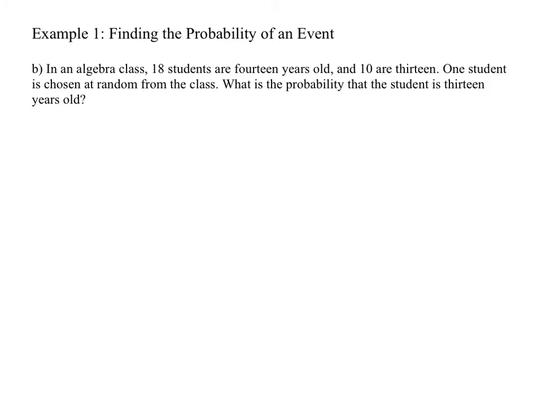Looking at another example of finding probability of an event. In an algebra class, 18 students are 14 years old, 10 are 13. A student is chosen at random. What is the probability that the student is 13 years old? So I'm looking for the probability of the student being 13. P is going to equal the number of favorable over total possible outcomes. The number of favorable outcomes is 10, right? There's 10 kids that I might randomly choose, where they're 13 years old.